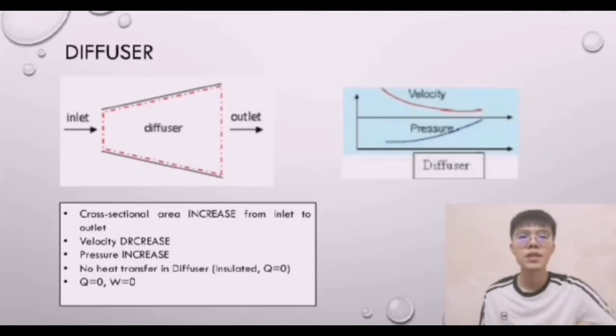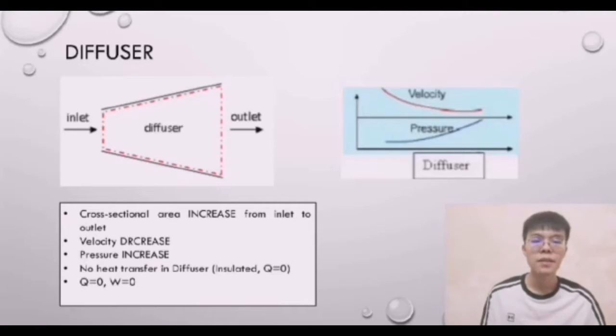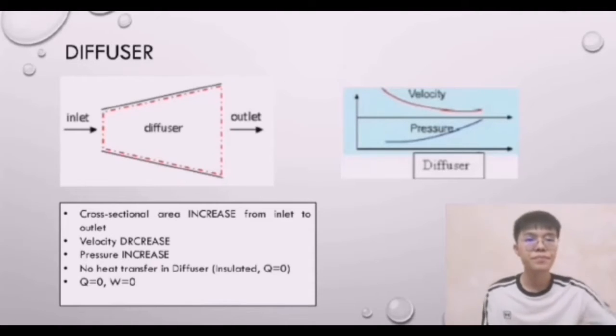The shape of the diffuser is totally opposite to the nozzle, as the cross-sectional area of the diffuser is increasing from the inlet to outlet, and this increase of cross-sectional area will cause the velocity to decrease and the pressure to increase. And this is the same as the nozzle, as there is no heat transfer in the diffuser. Due to no heat transfer, Q equals 0 and the work done is equal to 0 as well.